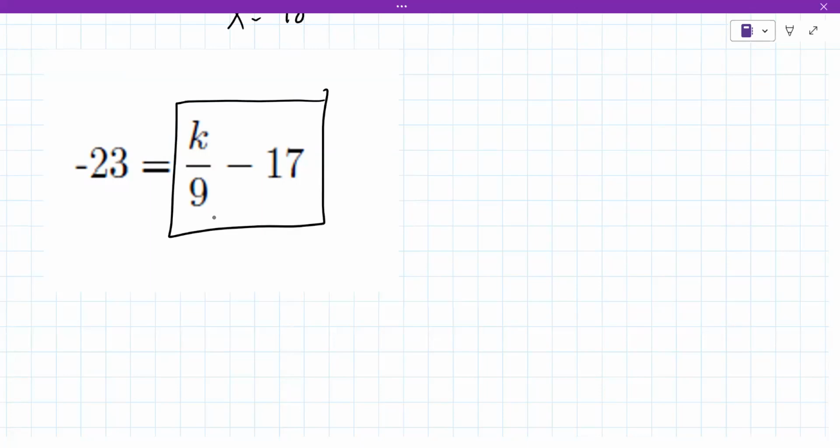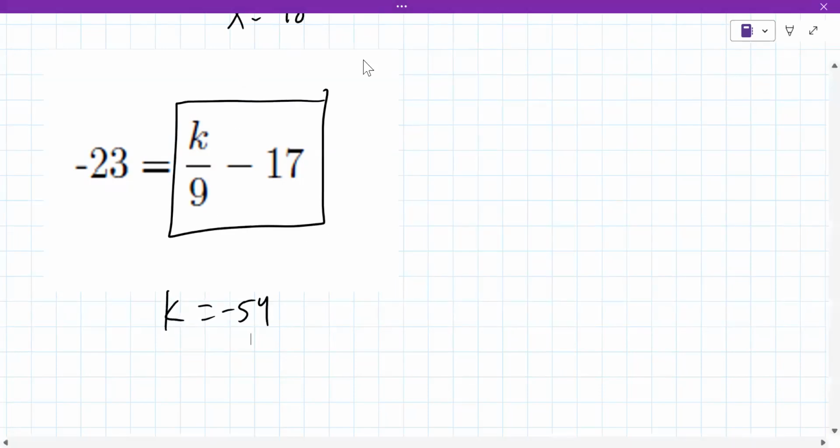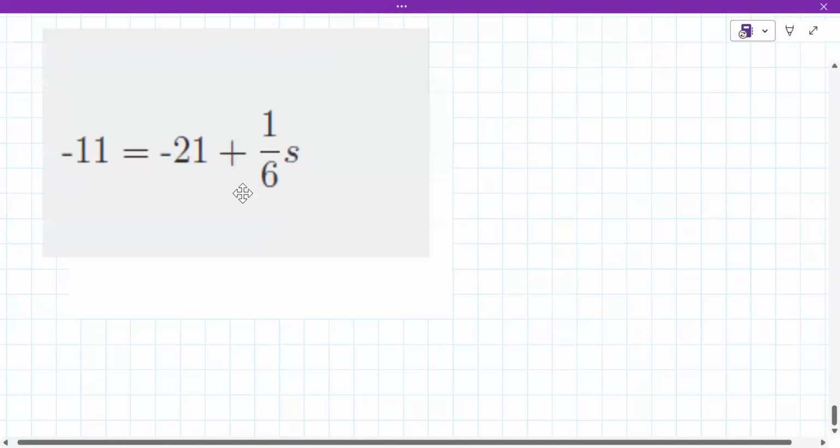Don't be distracted by what's on the other side of the equation. Negative 54. Yes, k is -54. Really good. So the only way to kind of make these more difficult now is to show you another notation real quick. And then we'll look at the other type, and then we'll mix it all together.